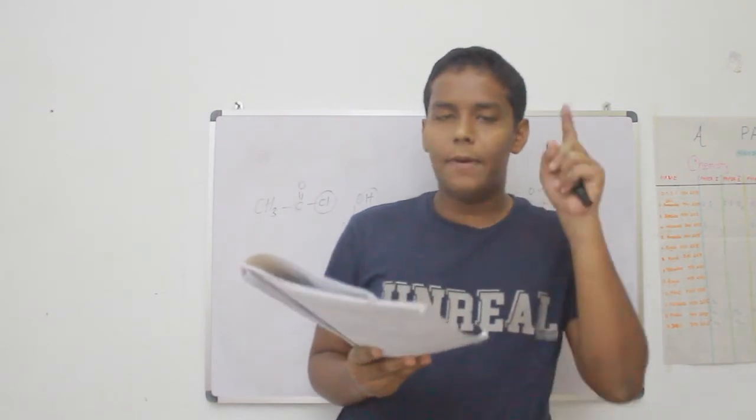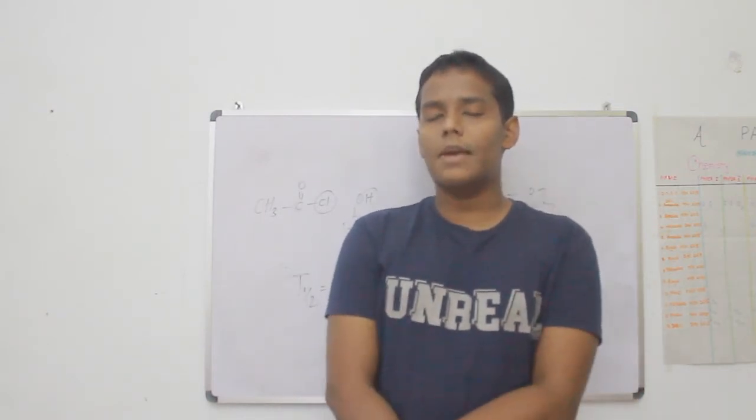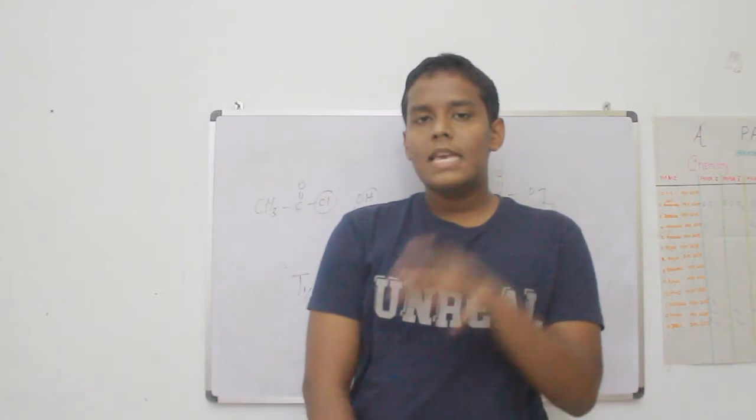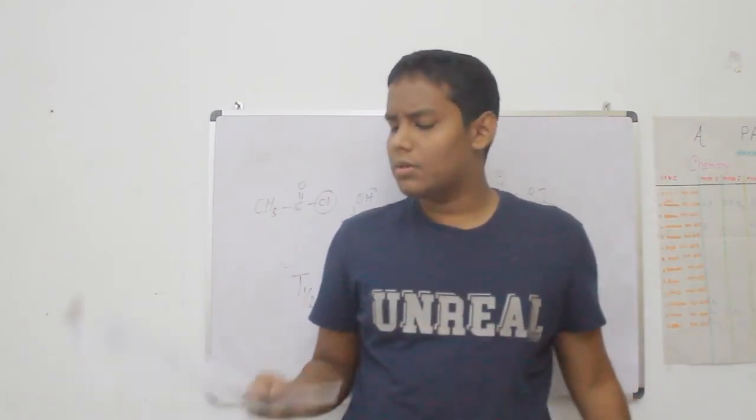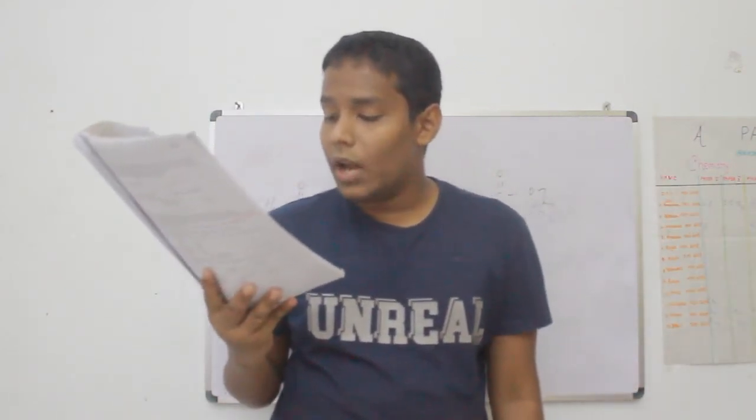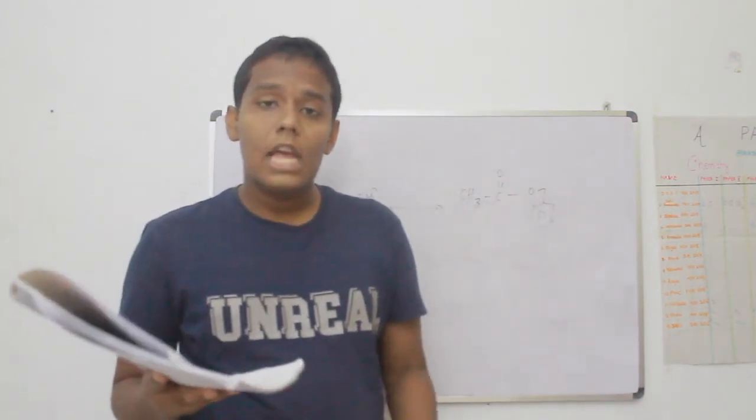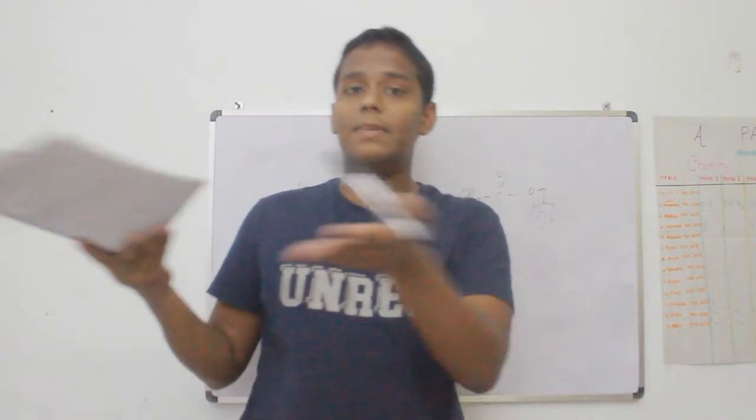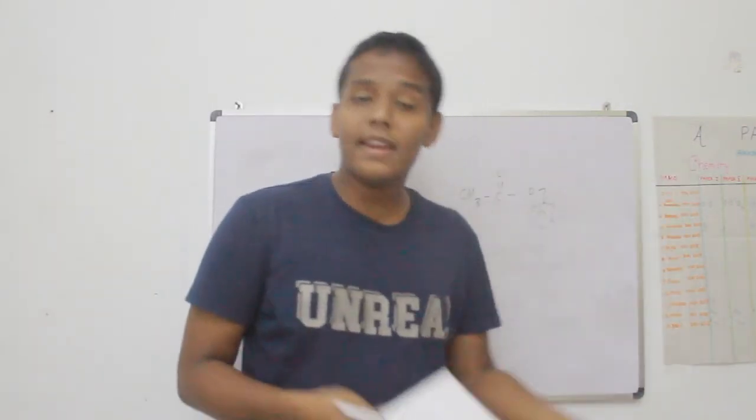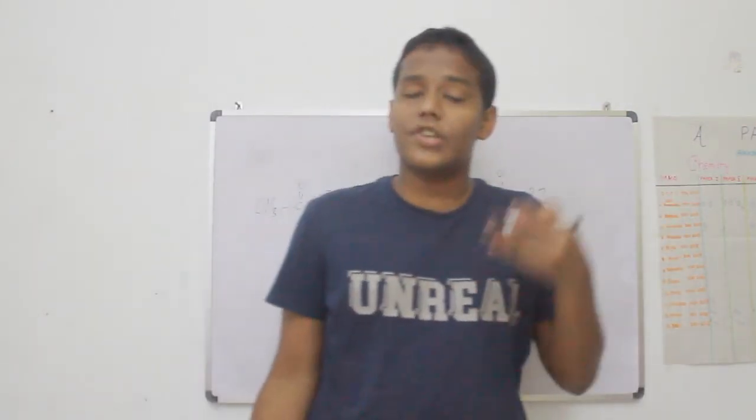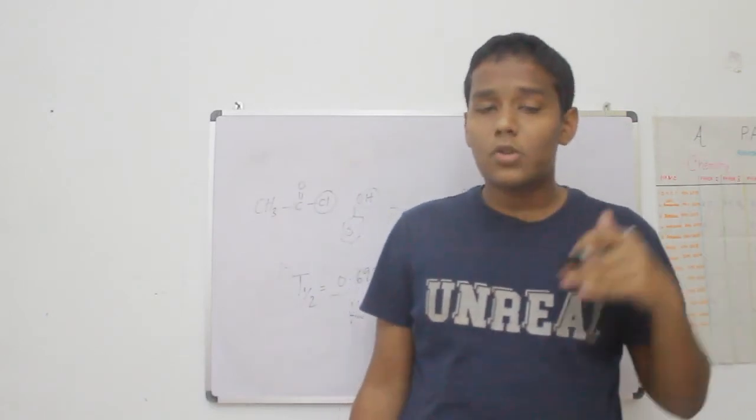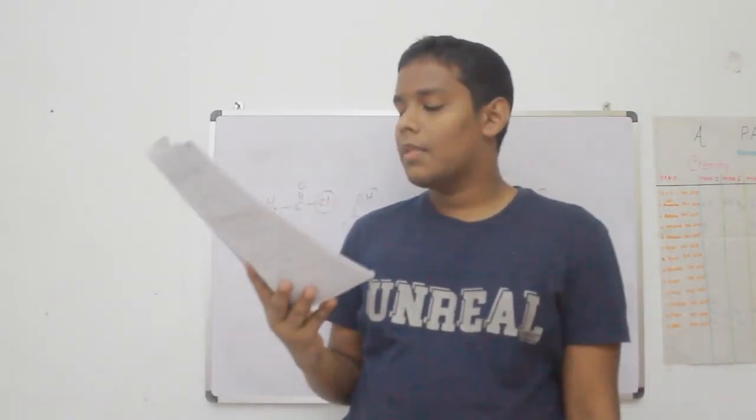18. Electromotive force of an electrochemical cell doesn't depend on. What is the electromotive force of a chemical cell? E cell equals E cathode minus E anode. So does it depend on the nature of the electrolyte? Yes. If you put H2SO4, the reaction will be something else. If you put HNO3, the reaction will be something else. So according to the reaction, cathode and anode change. So therefore E cell also changes.